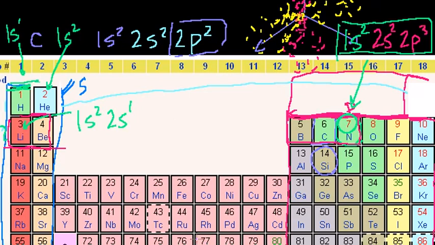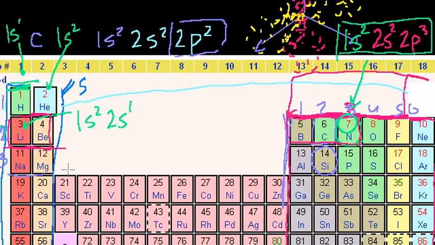If I wanted to figure out the configuration of silicon, right there, what is it? Well, we're in the third period. 1, 2, 3. That's just the third row. And this is the p block right here. So this is the second row in the p block, right? 1, 2, 3, 4, 5, 6. We're in the second row of the p block.